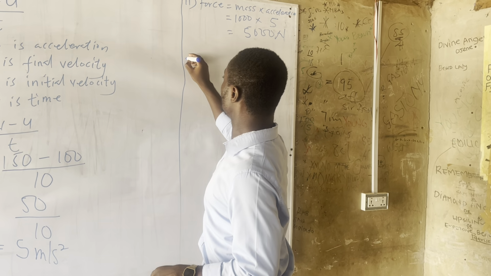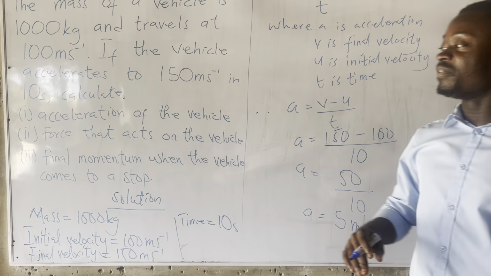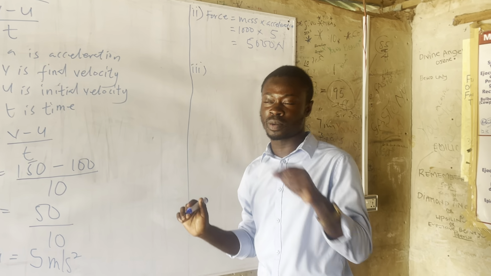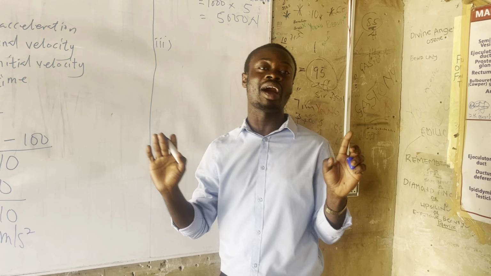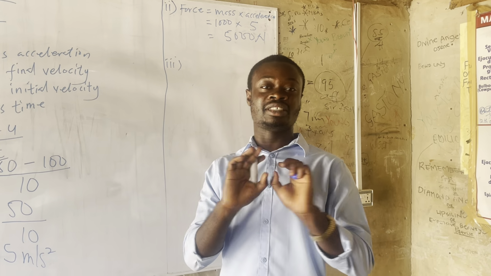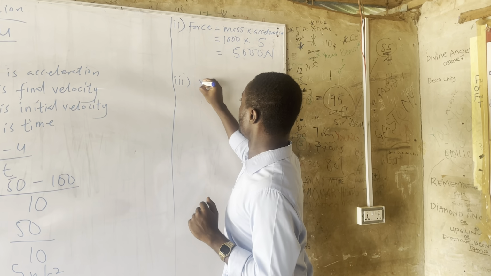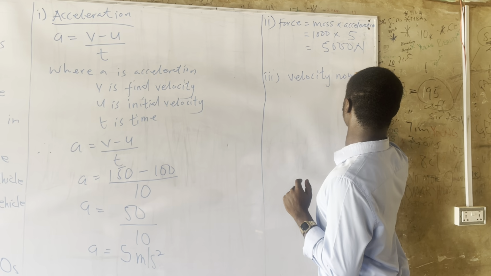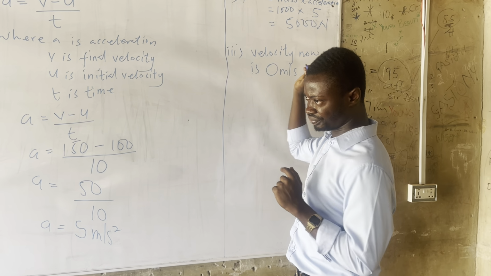Lastly, the III, final momentum when the vehicle comes to a stop. So if the vehicle comes to a stop, then it means the vehicle is now at rest. So the speed or the velocity of the vehicle now is 0, or 0 meters per second. So velocity now is 0 meters per second.